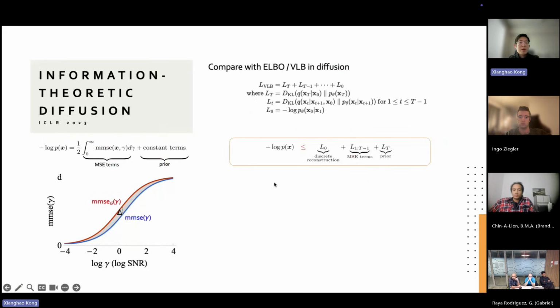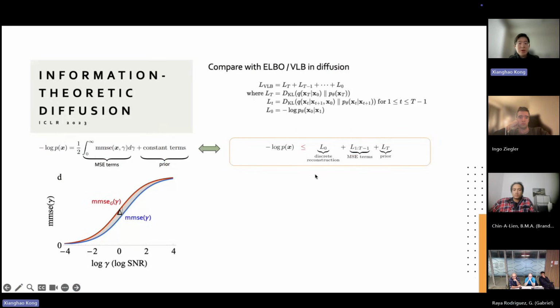A similar thing applies to our training objective. The difference is that we have equality, so it's exactly the same. It's not a bound or an approximation.